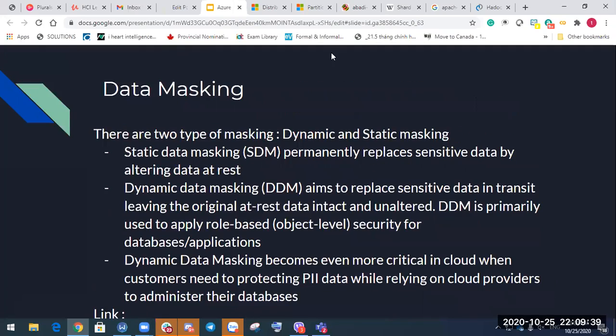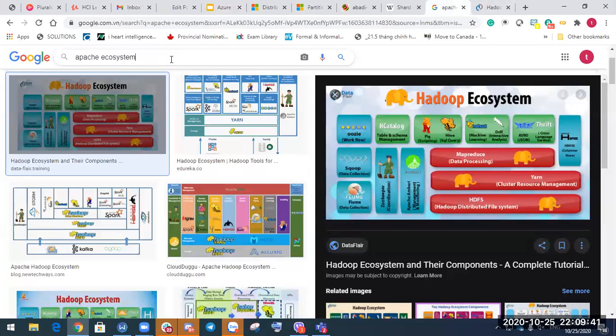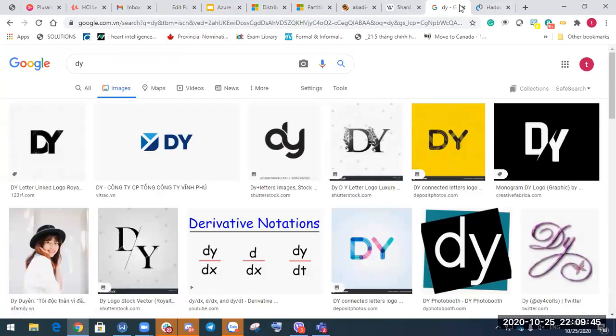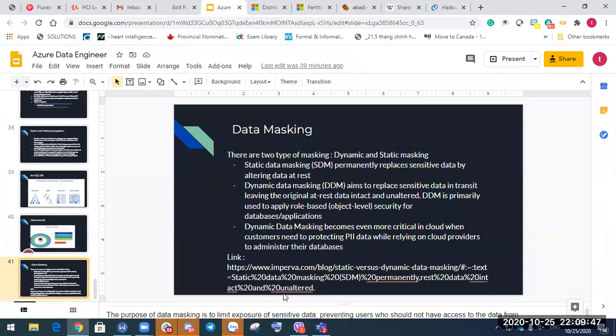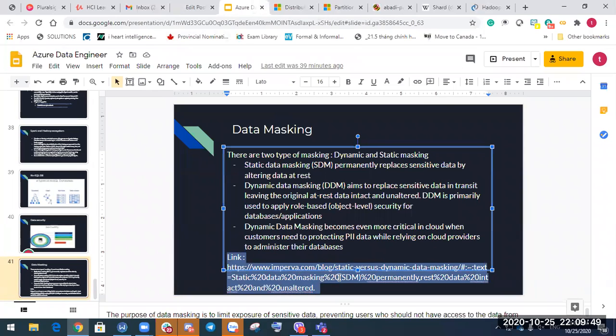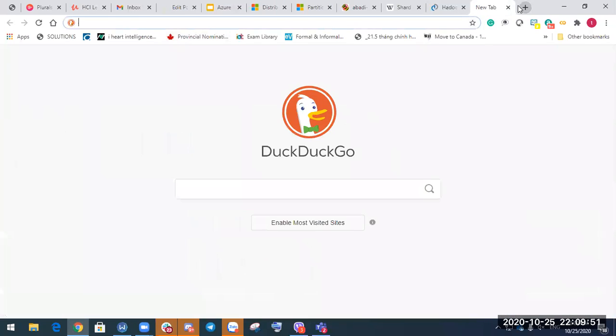So to conclude the lesson, let me just bring you to the picture of data masking, so that you can imagine the data masking process.